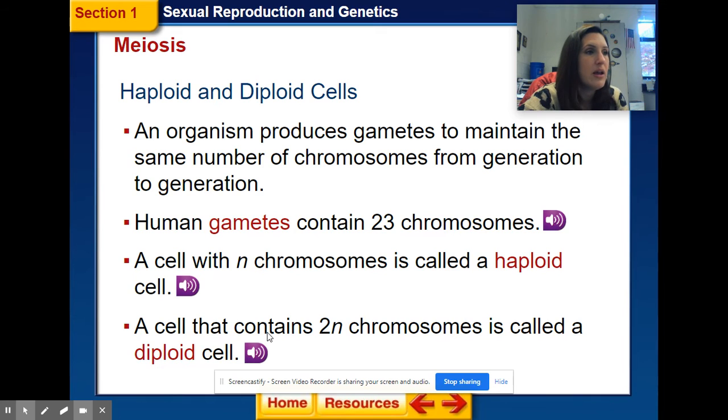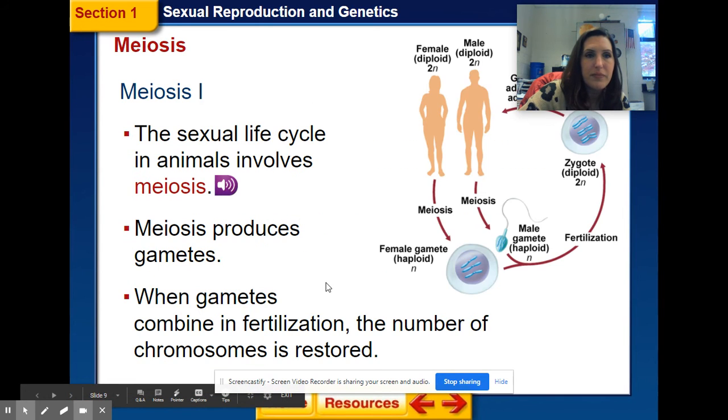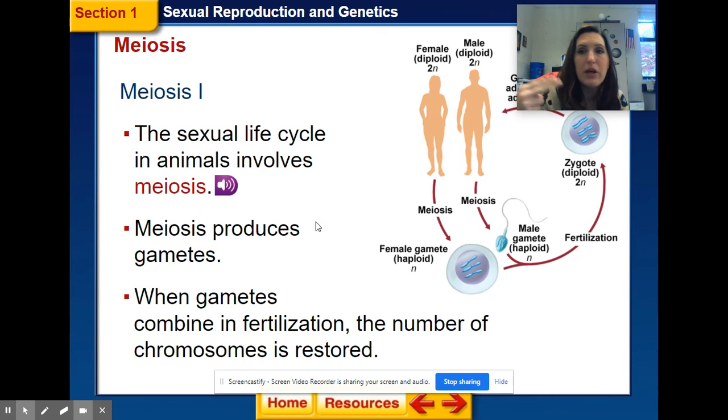So what if I said a turtle had 20 diploid chromosomes? What would be its haploid? And you would say, well, 10. What if I said a fruit fly had 8 n haploid? What is its diploid? You would say 16. So you have to be able to go back and forth on that between the full set and then the half set. All right, meiosis is going to go meiosis 1 and then meiosis 2.